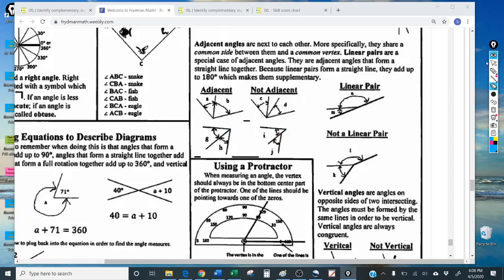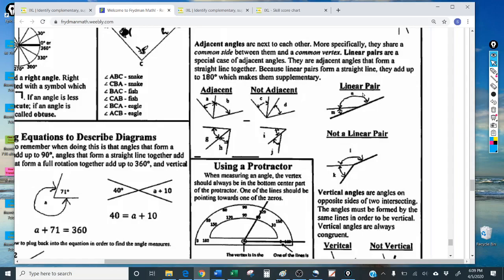So I'm reading from over here now. Linear pairs are a special case of adjacent angles. That means that a linear pair is a kind of adjacent angle. So all linear pairs are adjacent angles, but the converse of that is not true. Not all adjacent angles are linear pairs. So linear pairs are adjacent angles that form a straight line together.